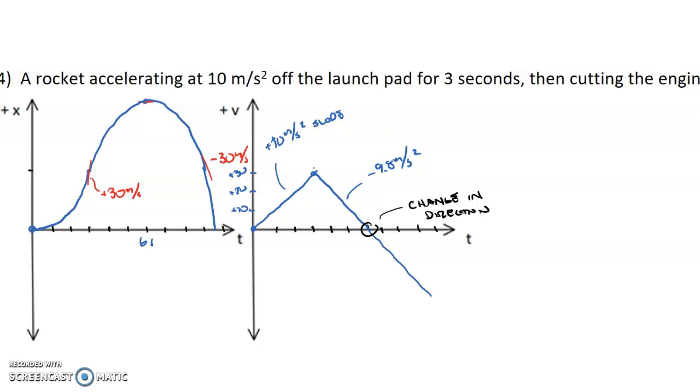And at this point, we have a change in acceleration from positive to negative. The rocket's pushing up, positive slope. Gravity's pulling down. The direction of the push or pull on that rocket will change when you see that point on that velocity time graph.